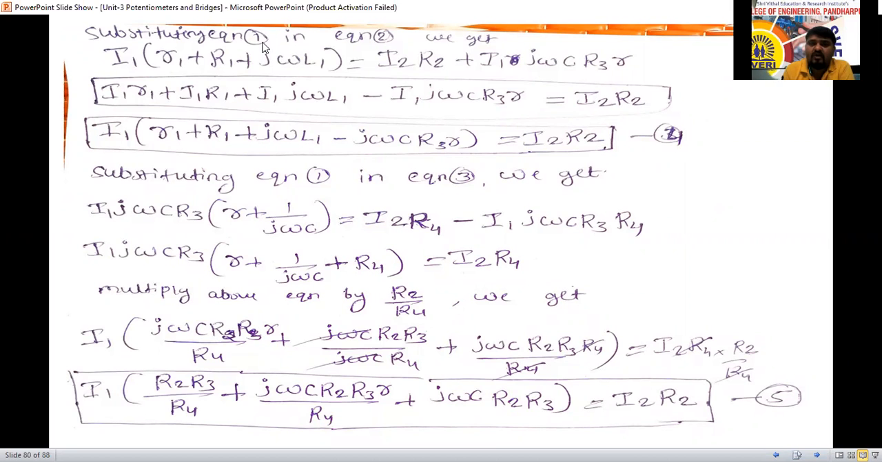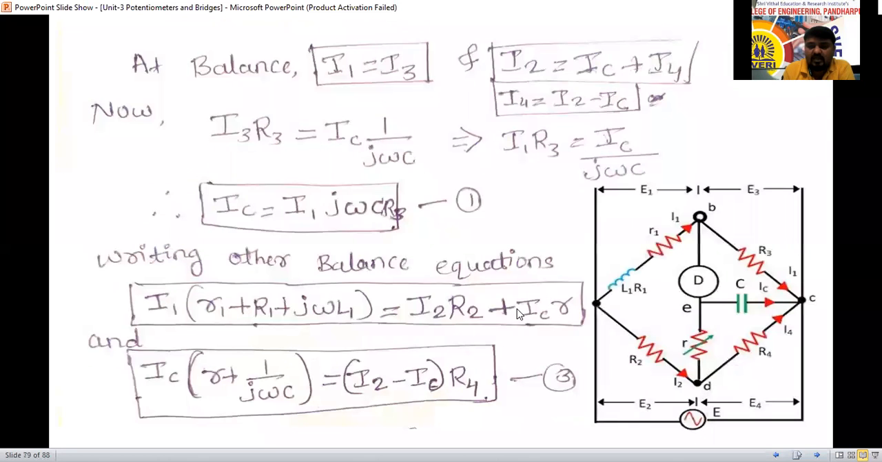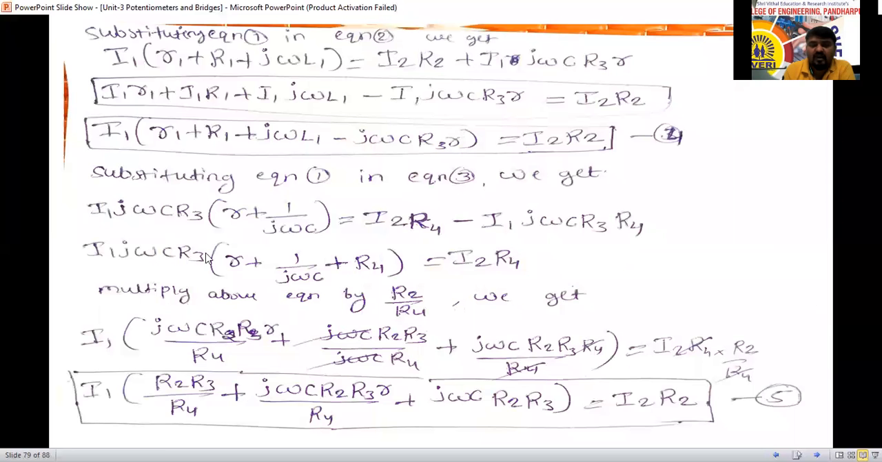Substituting equation number 1 in equation number 2, we get equation number 4. Next step, what is it? Substituting equation number 1 in equation number 3. After substituting IC here, equation 4 has come. Next, this IC I'll substitute into equation number 3. We will get equation number 5 here now.